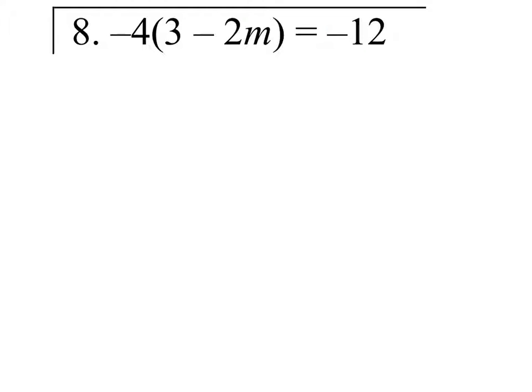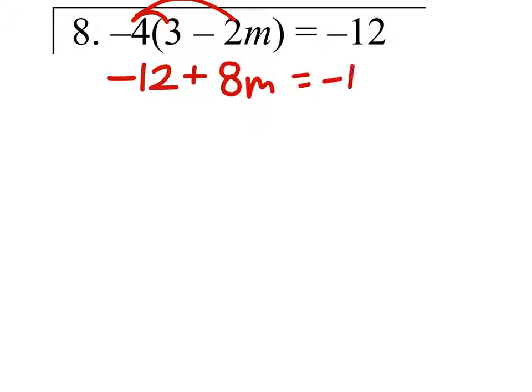Number 8. Once again, we will distribute a negative value up in here. Negative 4 times 3 is negative 12. Negative 4 times negative 2m will give me a positive 8m. Now this equals negative 12. So to figure out what the 8m is, I will add 12 to both sides.